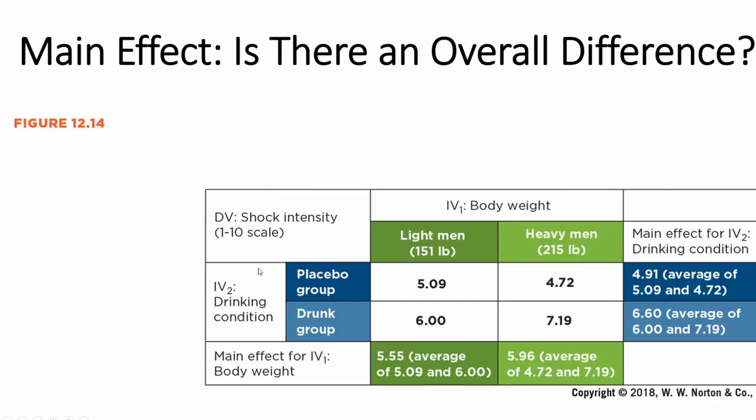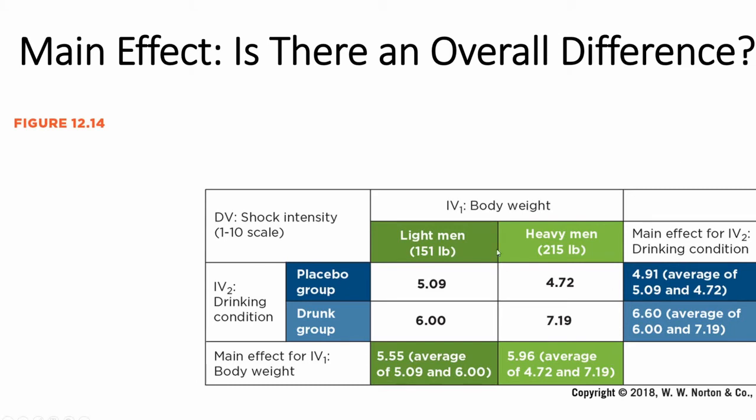Now, what if we looked at a different example? So in this case, we can look at our body weight versus drinking condition example. So if we wanted to look at our marginal means for light men, and we average between the placebo and the drunk group, we're going to get 5.55. And then how about heavy men in the placebo versus drunk group? We can average those out and we can get 5.96. This is starting to look a little bit more different, maybe.